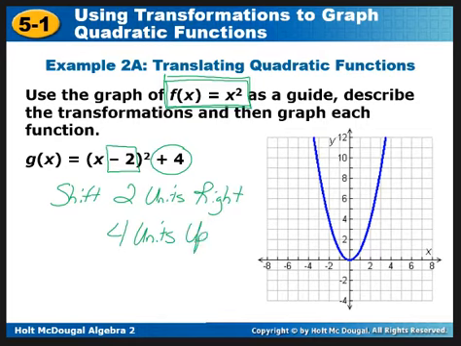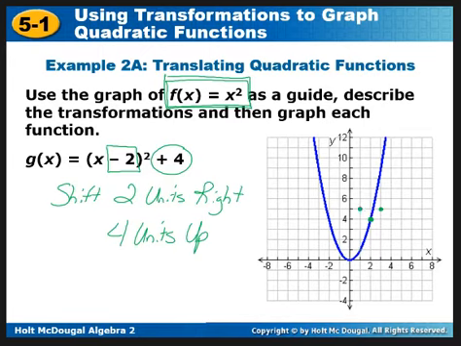So essentially we are taking the graph that is already graphed for us over here on the right, and we are shifting it 2 units to the right, and we are taking and shifting it 4 units up. So my new vertex is going to be right here. Okay, now the dimensions of everything else have not changed. So I just kind of take a look at where my other points happen to be down here.